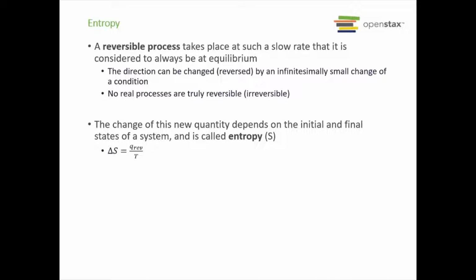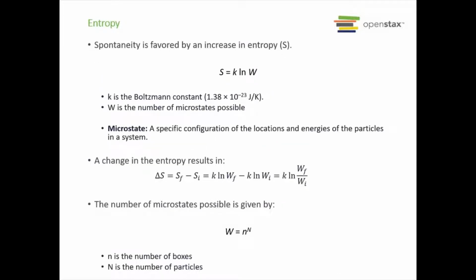The change of this new quantity depends on the initial and final states of a system, and we call this entropy. We abbreviate entropy with an S. The change in entropy, delta S, is equal to q, the heat of the reversible system, divided by the temperature in Kelvin. So spontaneity is favored by an increase in entropy.